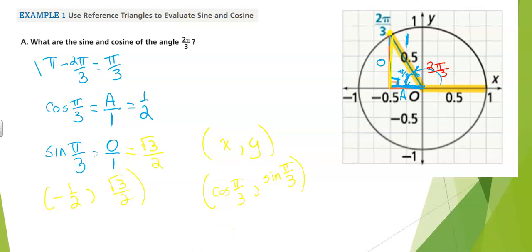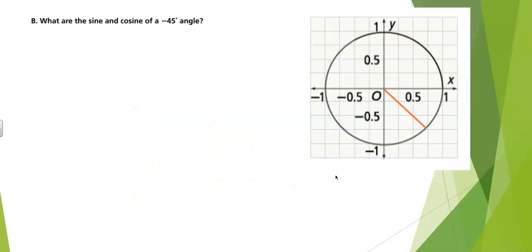Let's see if I can go to the next slide here. There we go. So now I'm going to look at this 45-degree angle, actually the negative 45. And you remember that negative means I go clockwise. So negative angles are clockwise, which makes our brain work a little harder sometimes. But that's a negative 45 degrees.